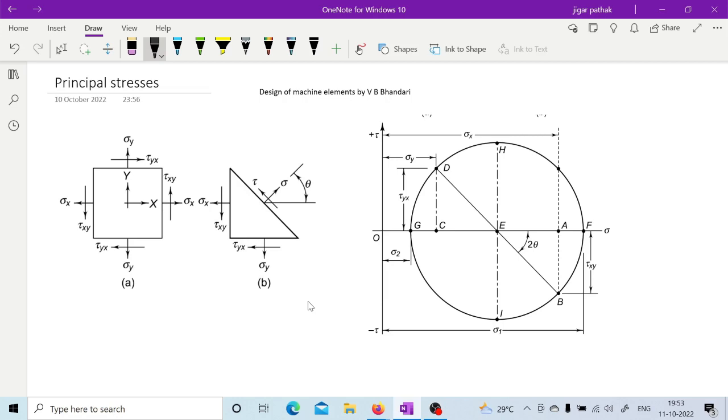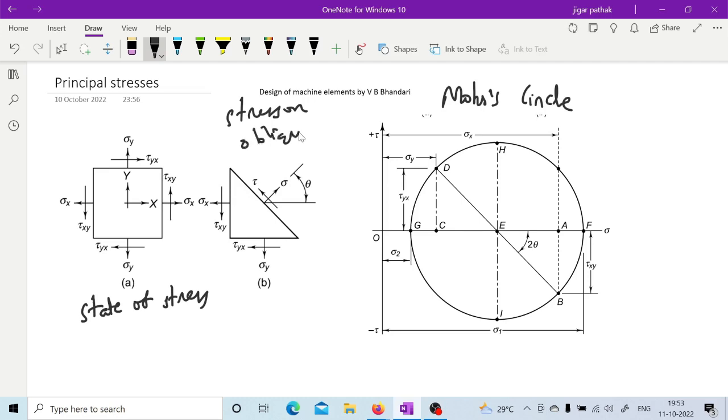Okay. So now let us go to this principal stress. I guess this is state of stress, right? For a 2D, state of stress is mentioned here. So this is your Mohr's circle. You will see these different things one by one. And here it is stress on oblique plane. So here this is normal stress and this is shear stress. So this sigma is normal stress and this tau is shear stress, right?